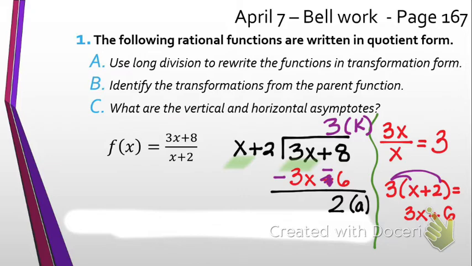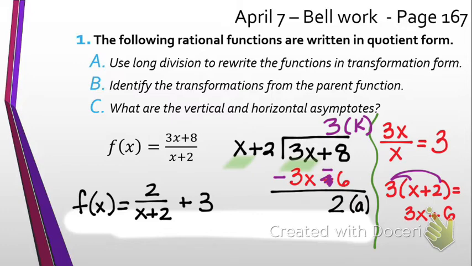So this is our equation in transformation form. This is called quotient form, but when it's in this form, we can't graph it. And when you take your test, it's going to be in quotient form. So this is how you're going to write it. F of x equals a over x plus 2 plus k.